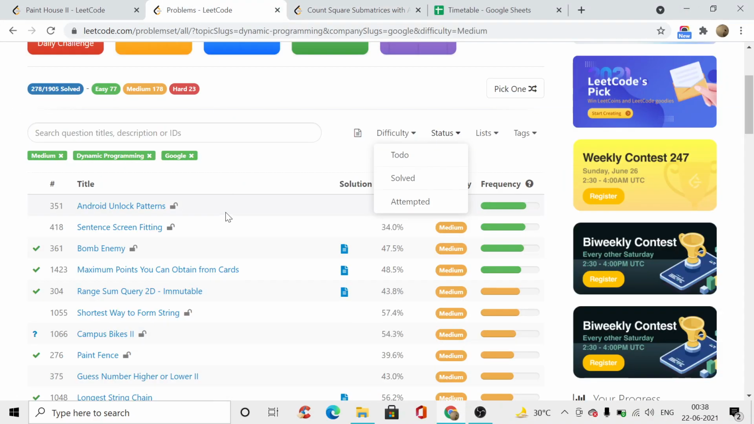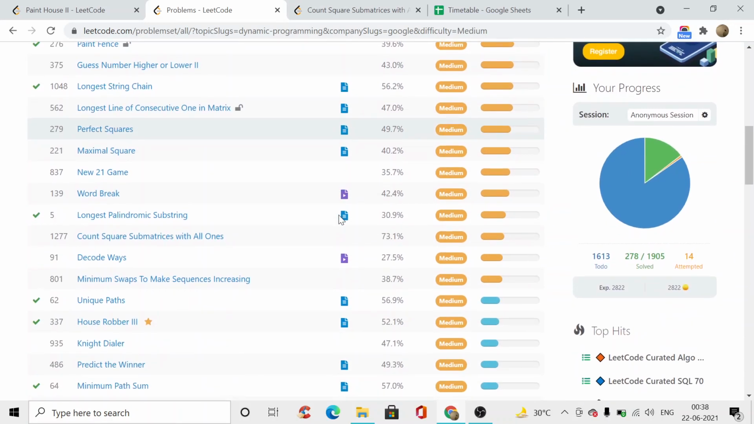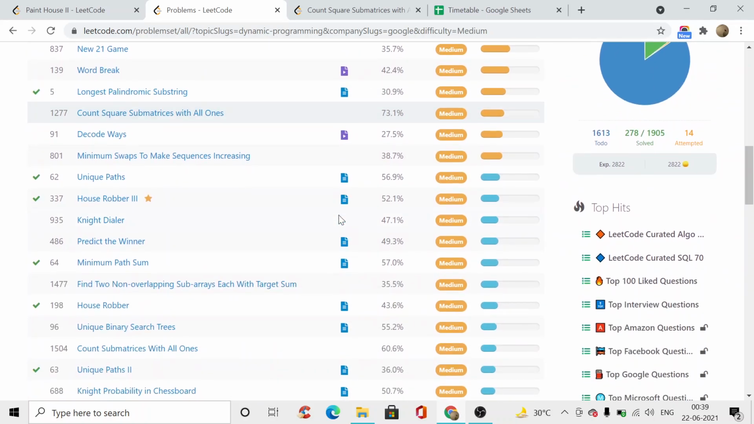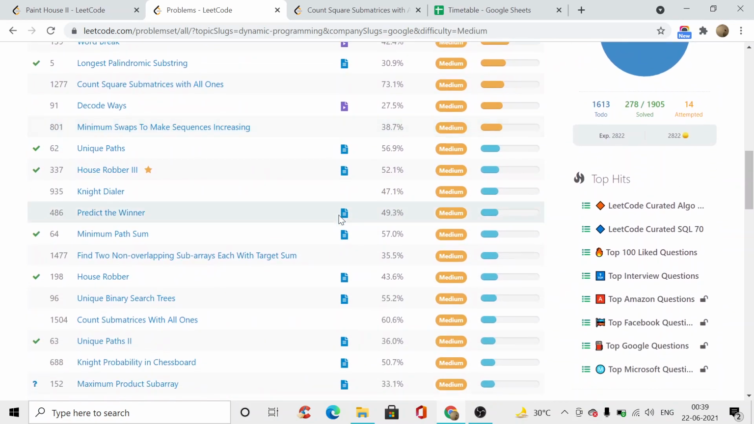Okay, so we are trying to do some problem which will be medium, and a Google question.